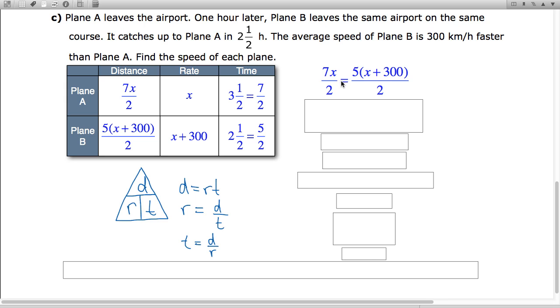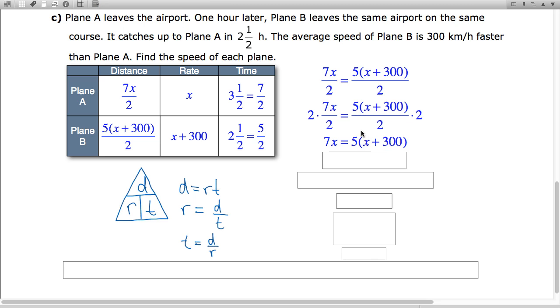Now, with this equation, it would be a good idea to multiply both sides by 2 first, because that clears out the fractions. That's a pretty easy one because the factor of 2 divides out. You're just left with 7x equals 5 times brackets x plus 300. Now we do have brackets, so it would be a good idea to expand on those brackets. 5 times x and 5 times 300, which gives us 1500.